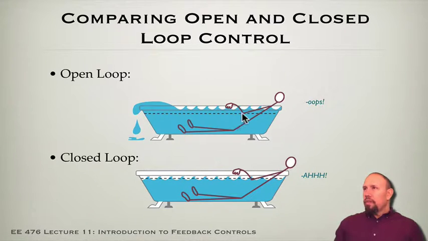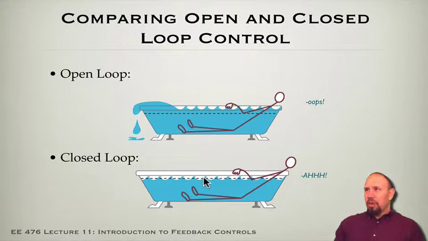So if the person is in the tub when the thing is filling up, it could overflow. If the person is in the tub when the closed loop control is in action, since it's continually checking the water level, it will not overflow because it will stop at that level regardless of whether someone's in the tub or not.